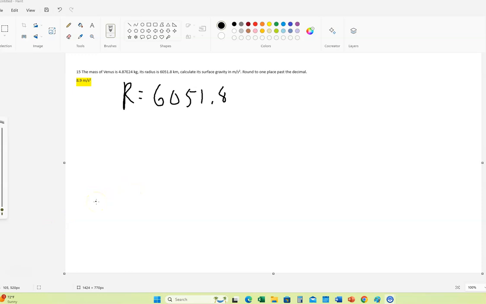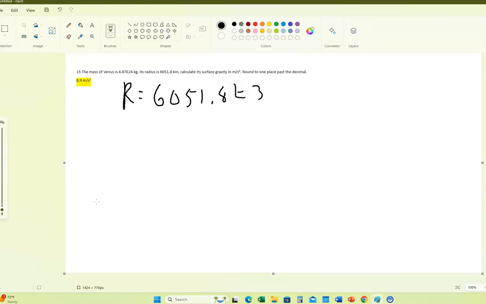So this is number 15. The mass of Venus is given to us in kilograms. The radius is given to us in kilometers. Calculate the surface gravity in meters per second squared. Round one place past the decimal. All right, so the one thing is we have to change the radius to meters. So it's given to us in kilometers. So if I just replace the K by times 10 to the third, E3, all right, now it's in meters.